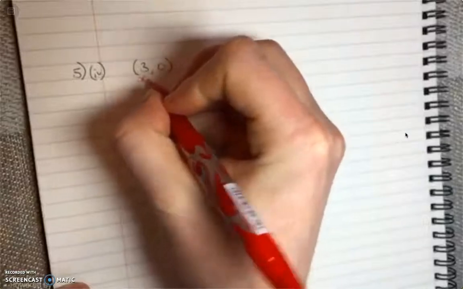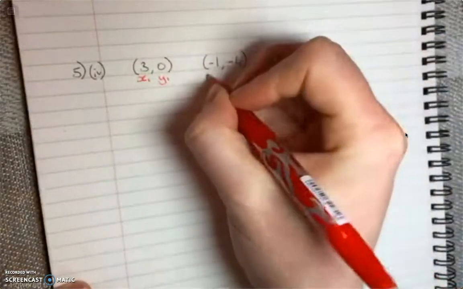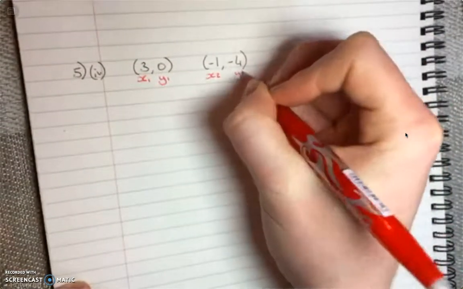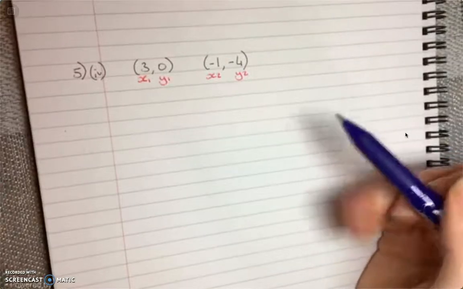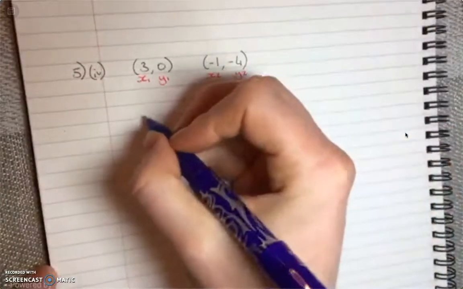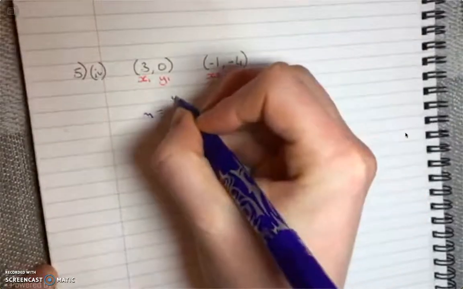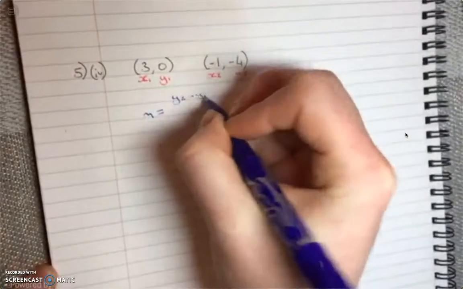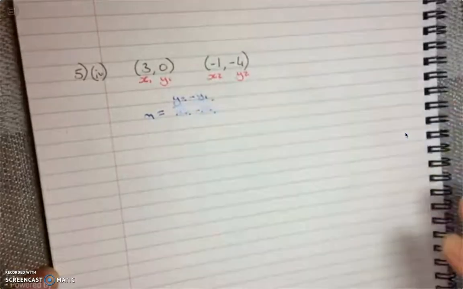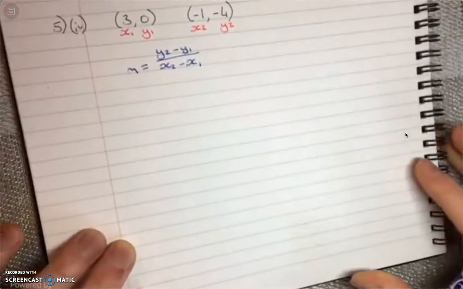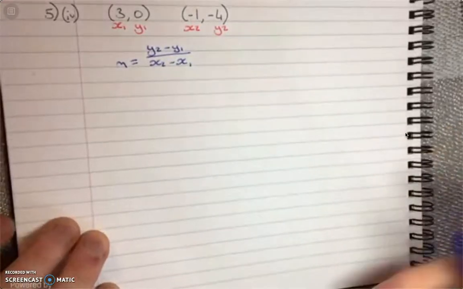And the fourth question on question 5 then. Again, I'm going to name my points. This is my x1, this is my y1, this is my x2, this is my y2. You could go through the hassle of drawing it and finding the slope, but this is why the formula is sometimes a lot easier. So m is equal to y2 minus y1 all over x2 minus x1. That's my formula there, and now we're just going to sub in the points.